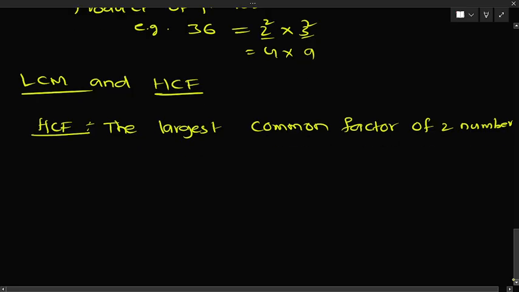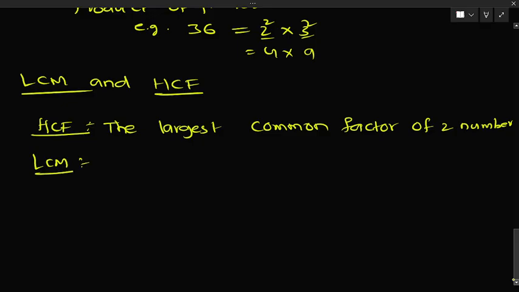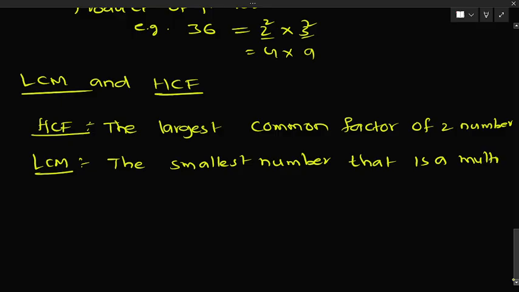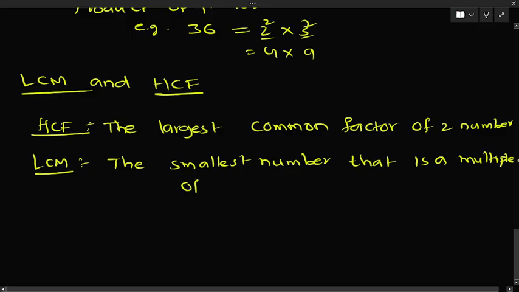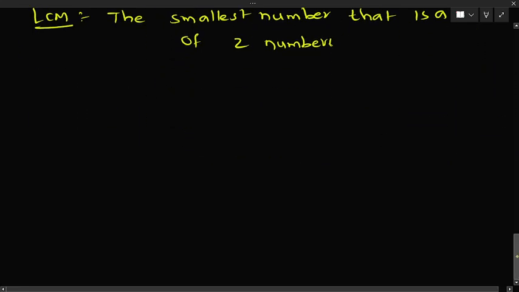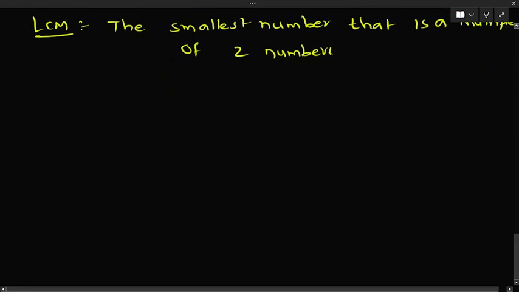And next, LCM. What do you mean by LCM? LCM means the smallest number that is a multiple of two numbers. So I will give you complete clarity regarding LCM and HCF with an example.